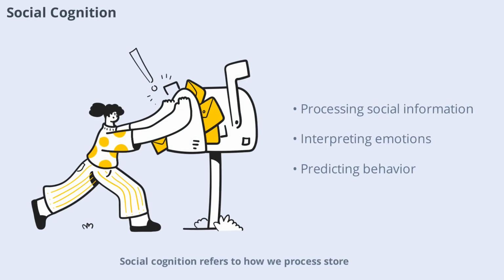Social cognition refers to how we process, store, and apply information about other people and social situations. It includes understanding social cues, interpreting emotions, and predicting others' behavior. Developing social cognition is vital for effective communication and building positive relationships throughout life.